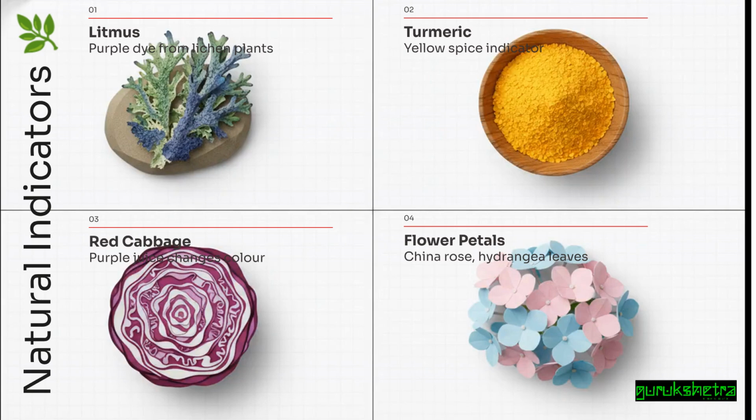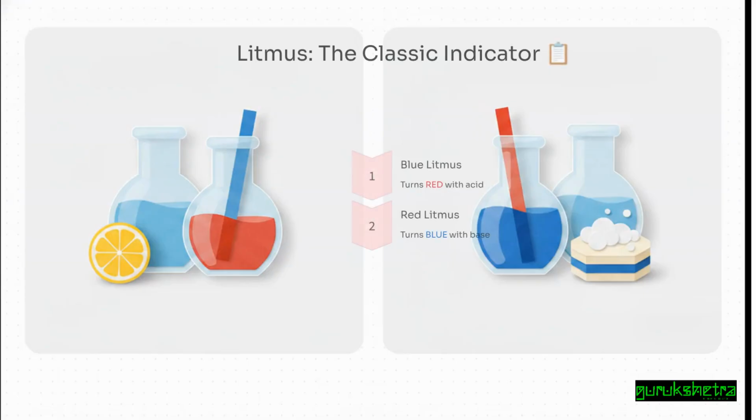Actually, quick fun fact, hydrangea flowers will literally change color in your garden depending on whether the soil they're planted in is naturally acidic or basic. It's such a great reminder that chemistry is happening all around us, in our kitchens and our gardens, not just the lab. Now, the classic litmus test is an absolute staple in literally any chemistry class.